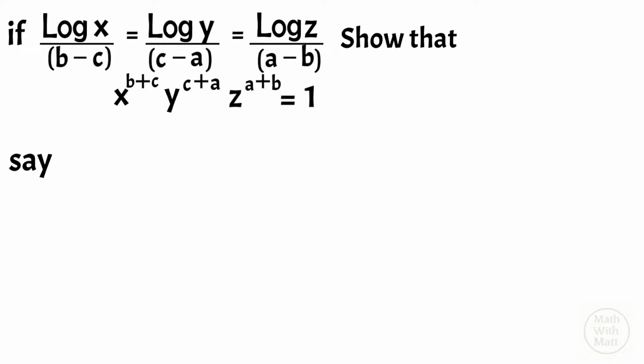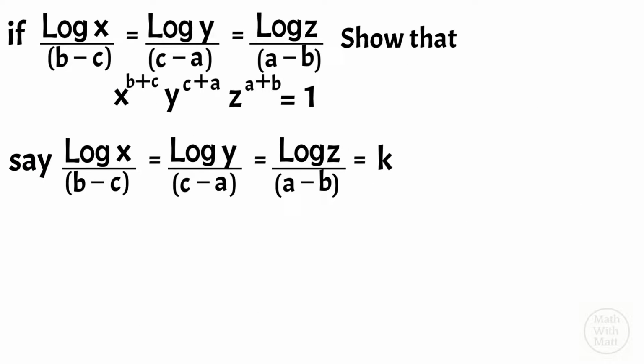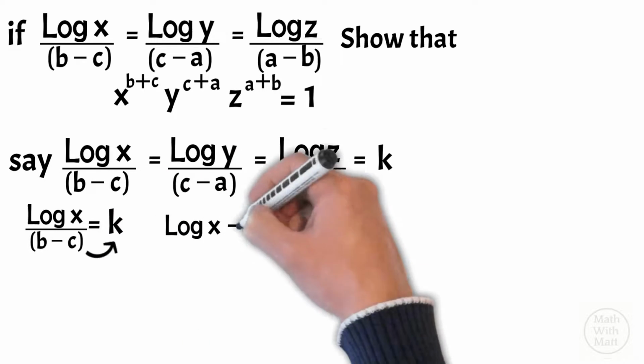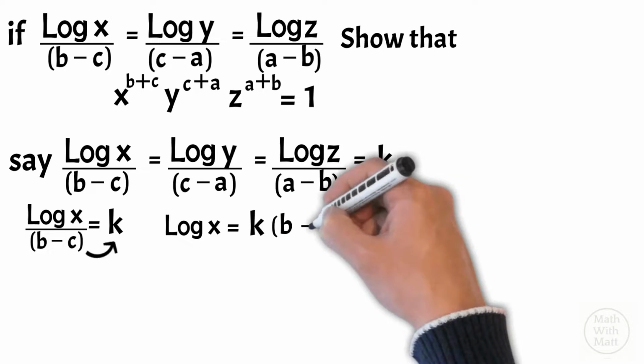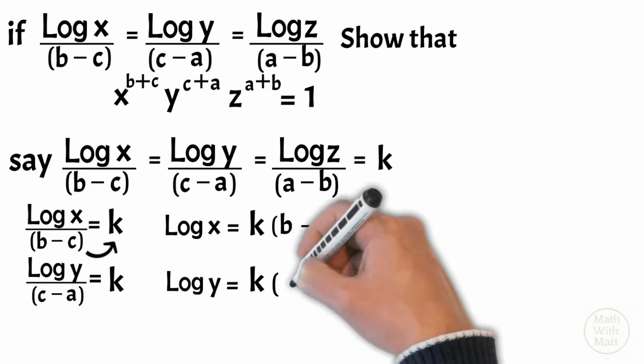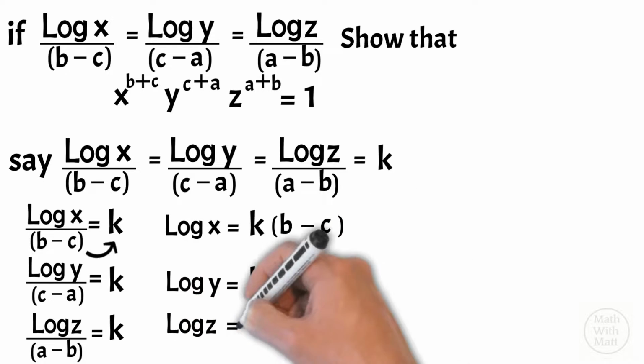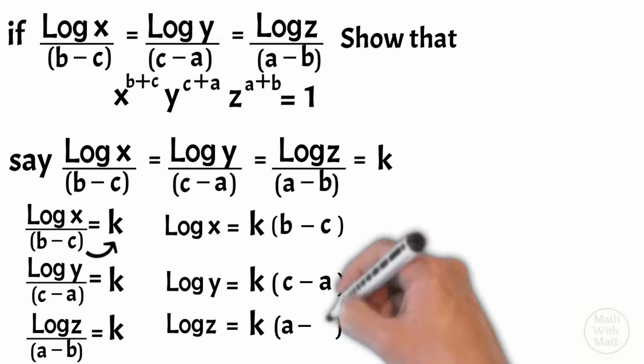As usual, we will consider the entire given equation to be equal to a constant, k. And as usual, we multiply the denominator to k, to get log of x equals k times (b minus c), log y equals k times (c minus a), and log of z equals k times (a minus b).